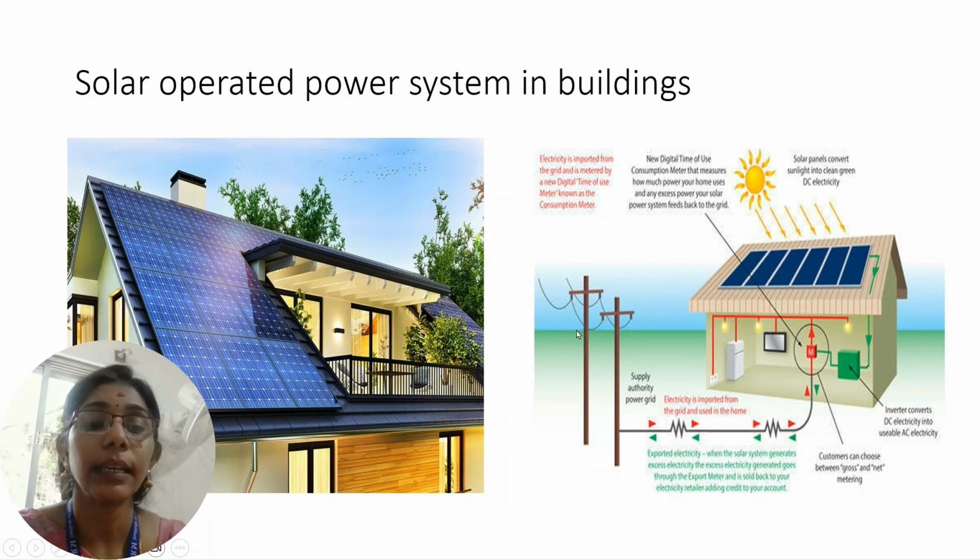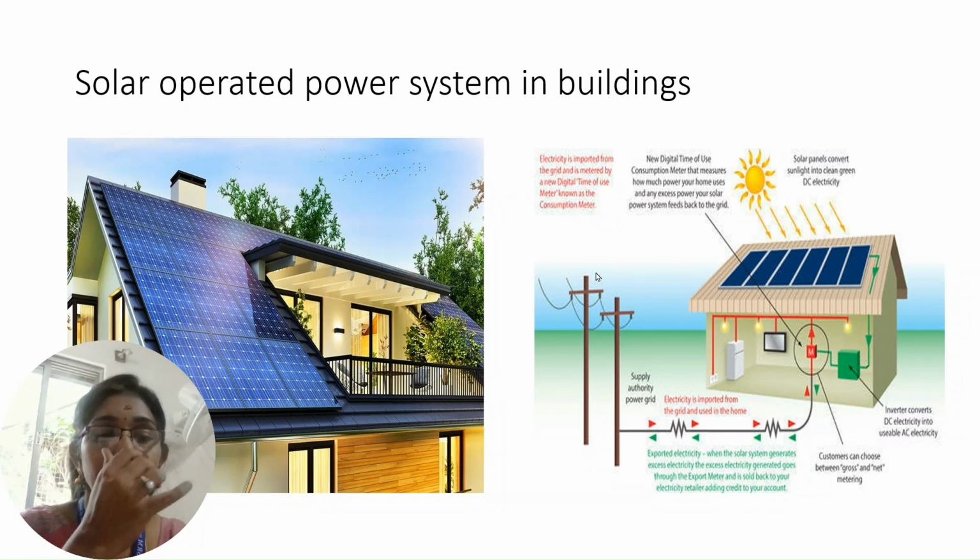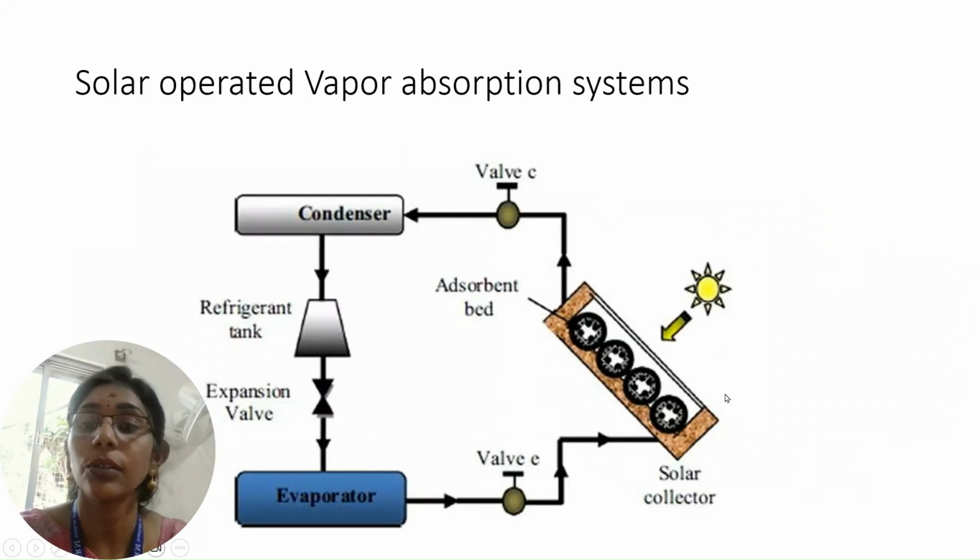Here you can see there is an electrical power grid. So electricity is imported from this power grid and used in this home. The solar panel here actually converts the sunlight into clean green DC electricity. So whatever electricity is required for running the gadgets will be utilized, and the excess electricity will be exported to the power grid, and later this will be added to your credit in your electricity account. So that's how the power system in the building is operated.